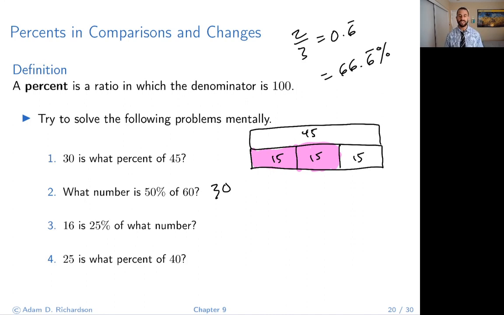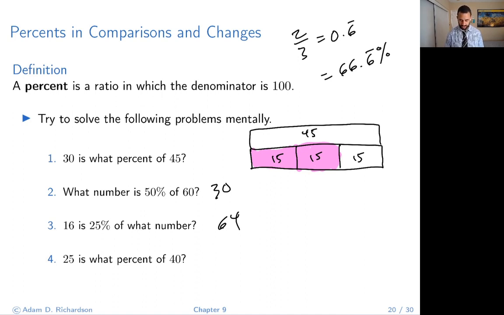What about number 3? Number 3 says 16 is 25% of what number? So 16 is 25% of what number? That means that there's some bigger number that 16 is 25% of. Well, 25% is just a quarter. So what we're really saying is that 16 is a quarter of this number that we're looking for. So if we had 4 of those, then we would know what the number is. So let's just count: 16, 32, 48, 64. So that's it. The answer is 64. Notice that I was just passing between fractions and decimals and parts willy-nilly, right? That's why we spent so much time on that stuff before.